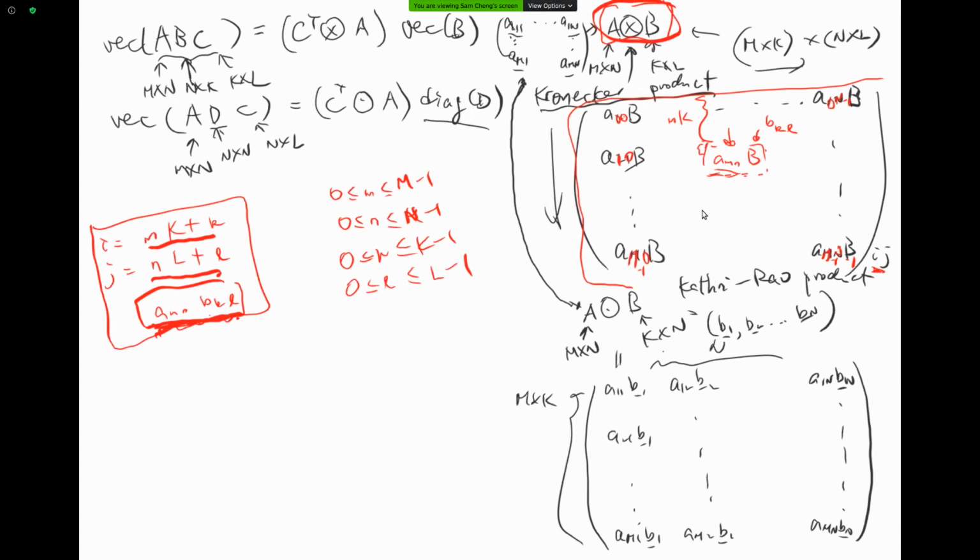And by exactly the same token, I will have the term mn and b, let's see, bkn. This term is inside this Khatri-Rao product here, and it is the mk plus k row, because it's essentially the same thing for the Kronecker product.